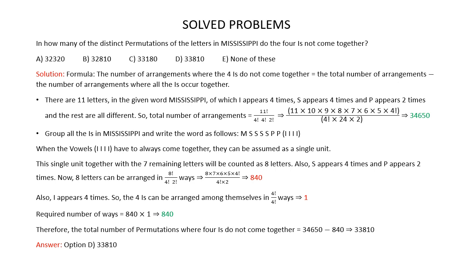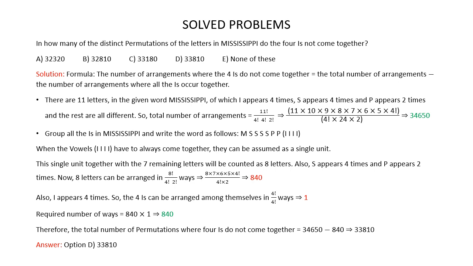Now let's find out the number of arrangements where all the I's occur together. To do this, first group all the I's in the word Mississippi and write the word like this. Now, when all the I's have to always come together, they can be considered as a single unit. Now, this single unit together with the remaining 7 letters will be counted as 8 letters. So, the overall factorial is 8 factorial.